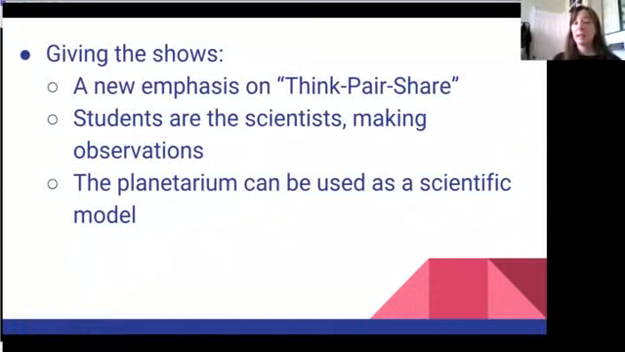And not only do we ask questions throughout the show, but we address with them that sometimes we'll have them discuss with each other what they're going to be seeing, because we really wanted to focus on treating the students as the scientists. So they are the scientists using the planetarium as a scientific model to see, make observations, observe different patterns we see in our solar system and beyond our solar system. So that's kind of the preface that we give before the shows themselves.